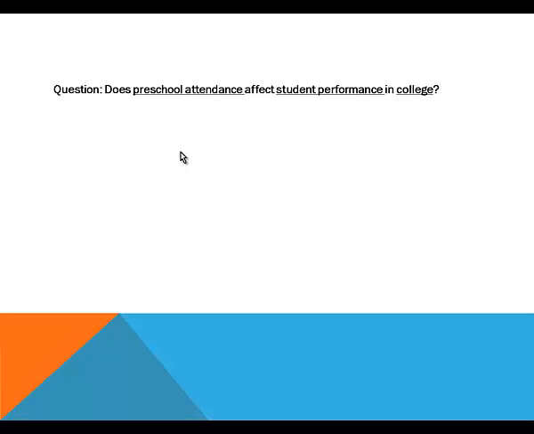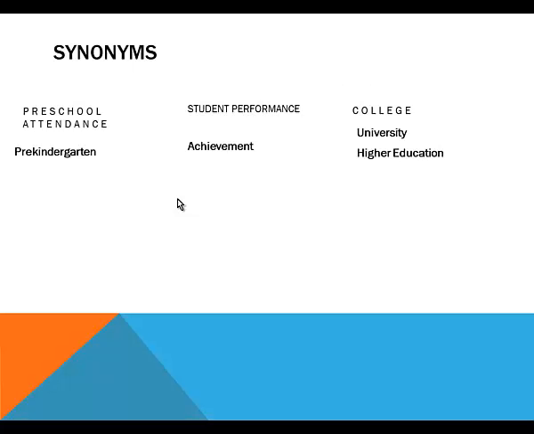And I always start by underlining the nouns in my sentence. So preschool attendance, student performance, college. I typically write a lot of lists when I do my searching, so I would suggest having a sheet of notebook paper, and you write each of these down. We're going to start working with them.